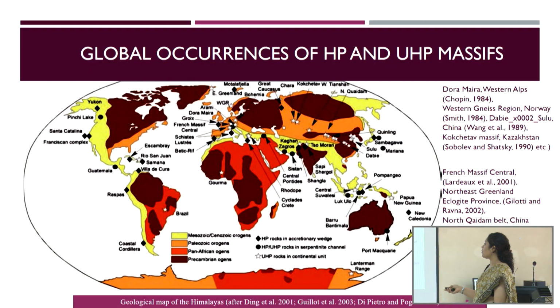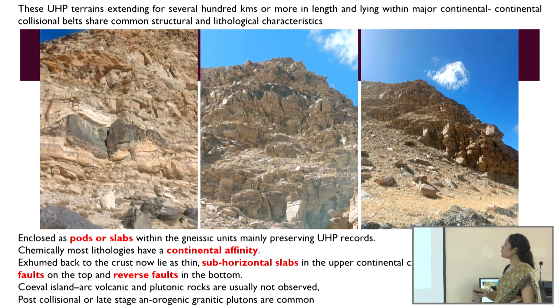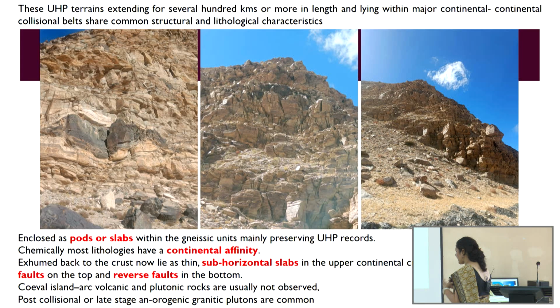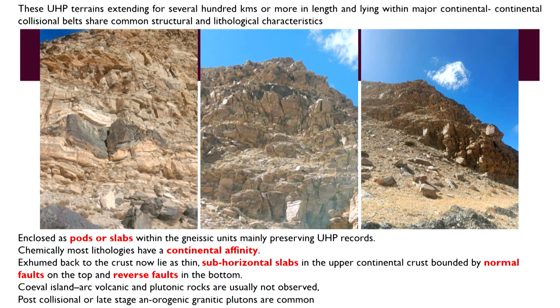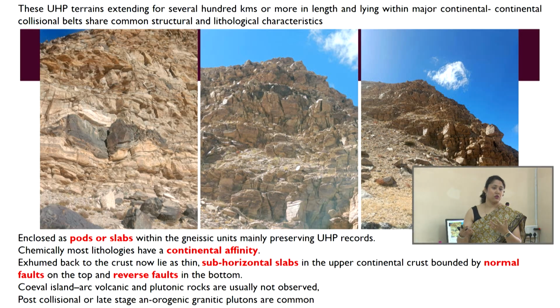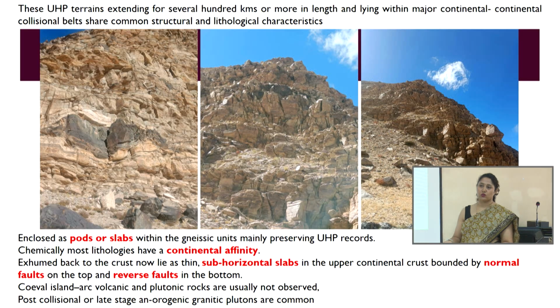Okay, so some very classic or common structural and lithological characteristics were observed between these different terrains. Okay, and primarily all of them were lying between major continent-continent collisional belts. So yeah, it was when two continents collided, there was a possibility of finding UHP rocks. And these are of course photographs from the Somorari, because I don't have photographs from other locations.